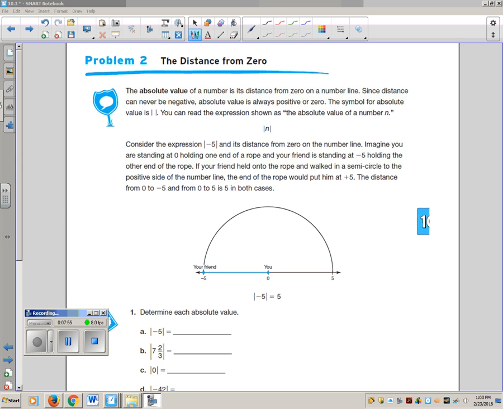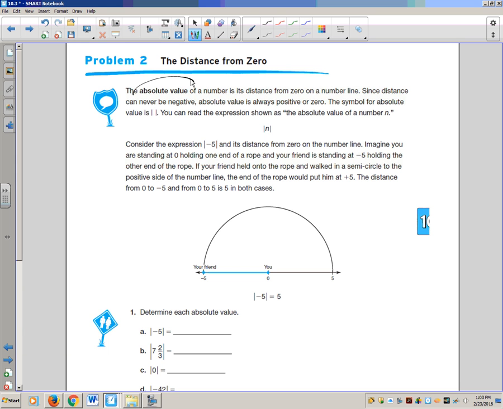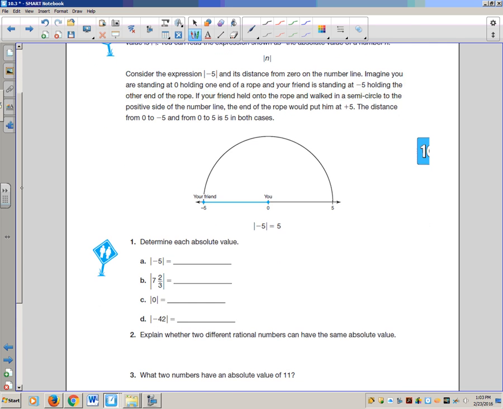Okay, for problem 2, now we're getting to absolute value. It's a very important concept. You need to understand what absolute value is, and it's not that hard. If you have a number line, there's 0, there's -7. The absolute value of -7 is 7 because it is 7 units from 0. That's all absolute value is, the distance from 0. If I have +7, it's still 7.